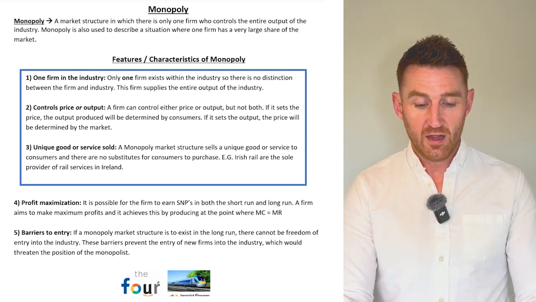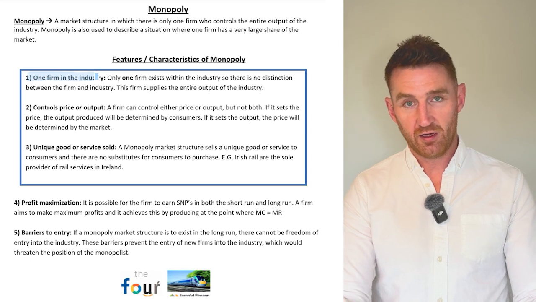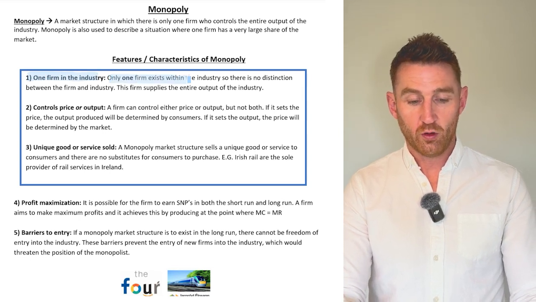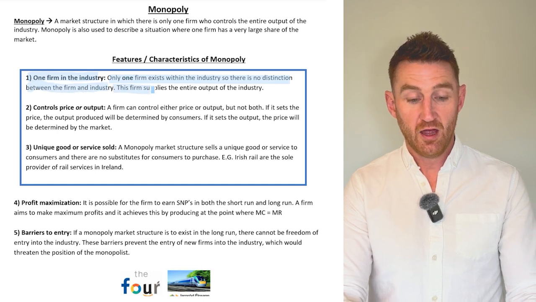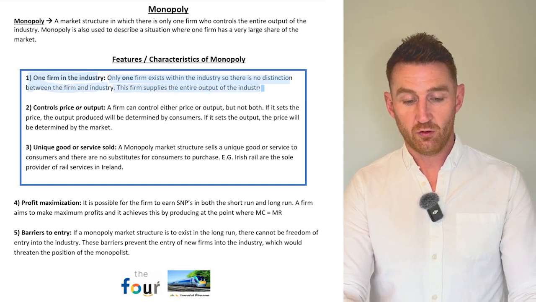So the first thing here is that there's only one firm in the industry. There's one firm existing within the industry. There's no distinction between the firm and the industry. The firm supplies the entire output of that industry.